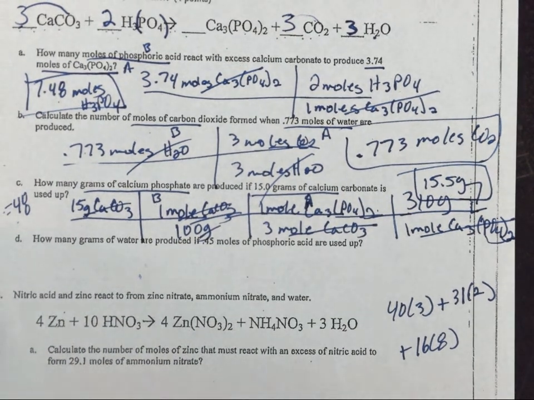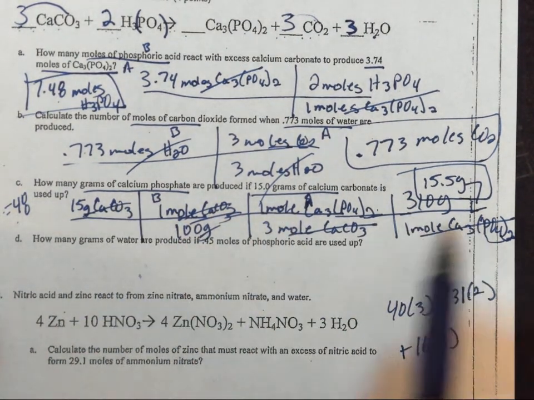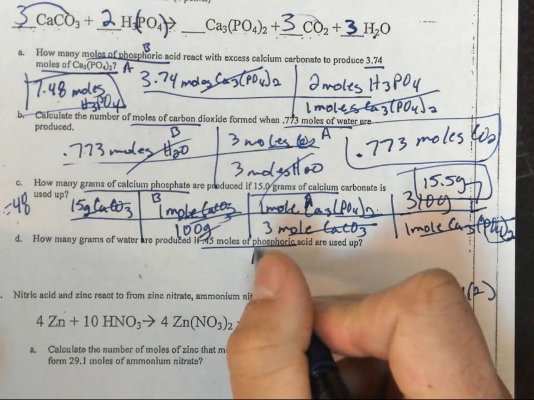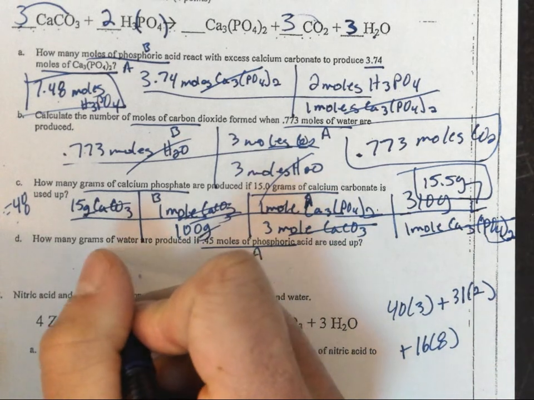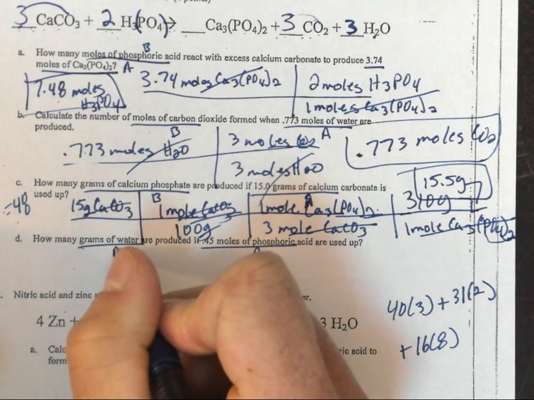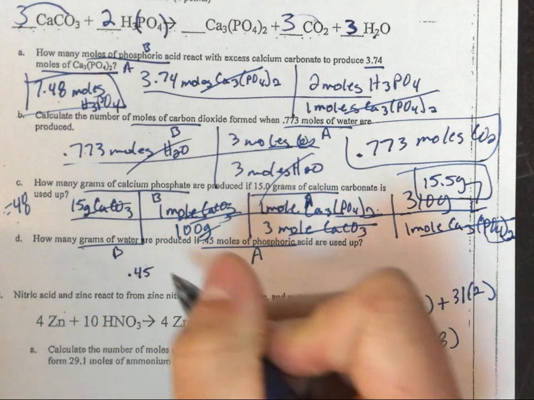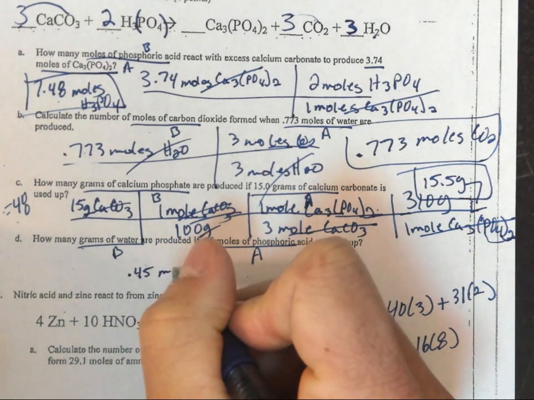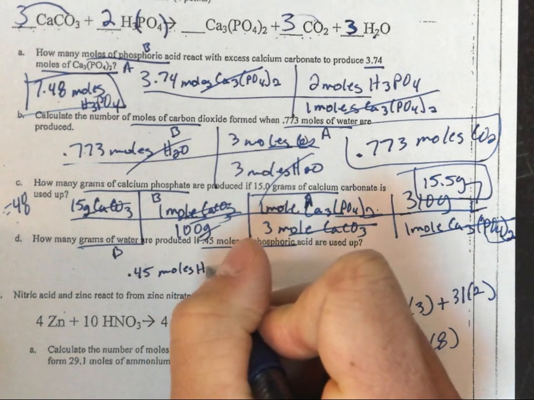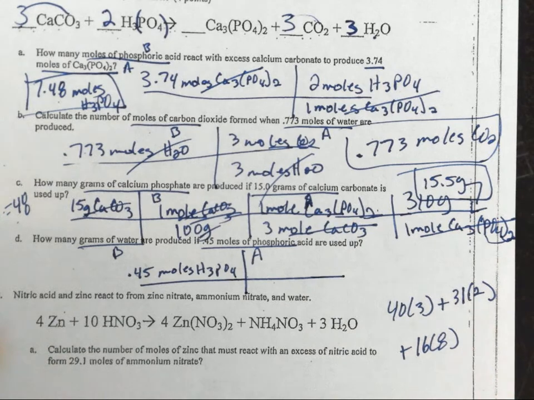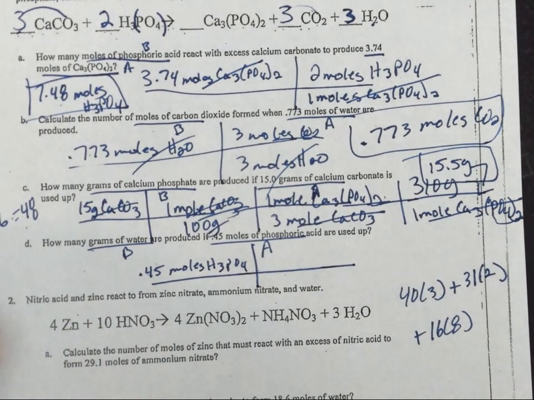So our last one. We're going to do one less step on our last one because we are starting with moles of A. So we got 0.45 moles of phosphoric acid. We want to know how many grams of water are going to be made. So the same first step. Always write what you're given. 0.45 moles H3PO4. Okay? So now we start with the mole ratio. Mole ratio is always B over A. We refer to our balanced reaction at the top.